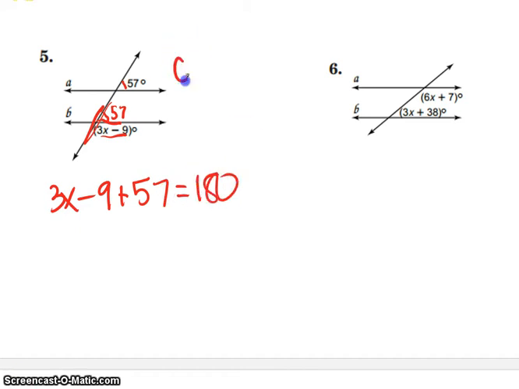Okay, so we decided that one by corresponding to get here, and then we decided linear pair to get here. Now the nice thing about these problems is that you don't have to do it this way. You could have also recognized that 57 was a linear pair up here and found the measure of this angle and set them equal because they're AEA. So there are multiple ways to set up these problems.